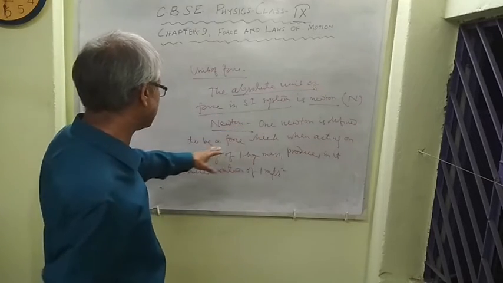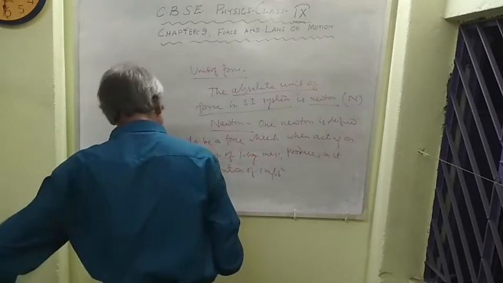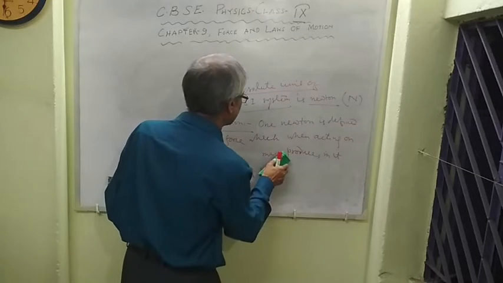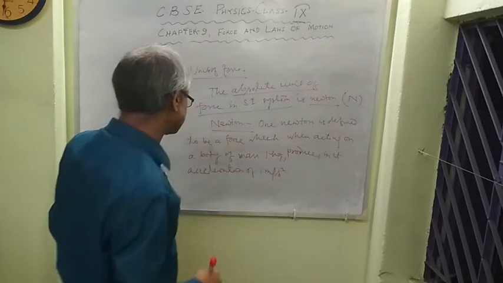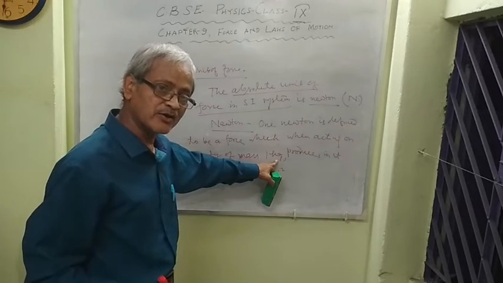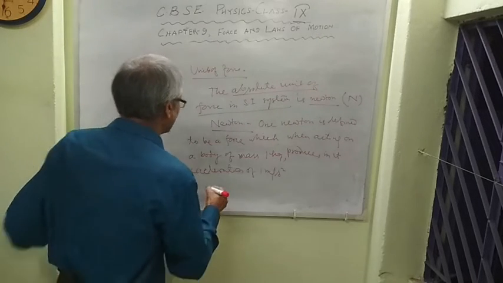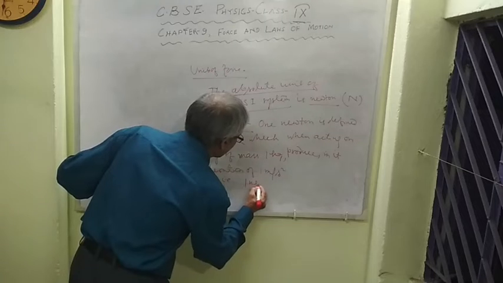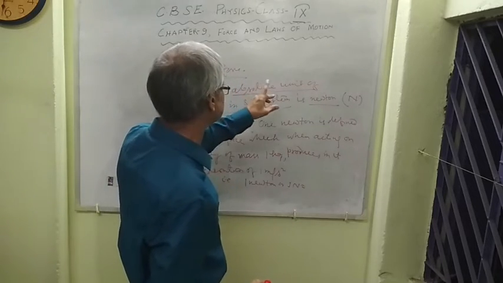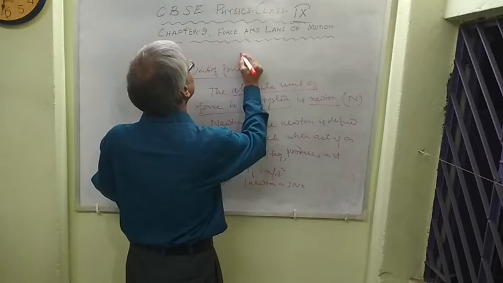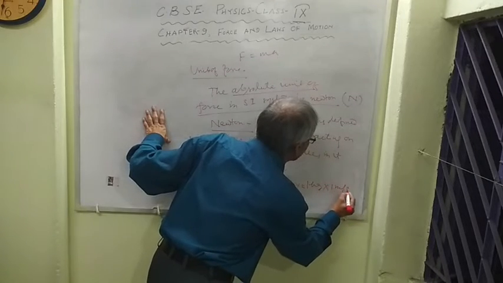Right? 1 newton is defined to be a force which, when acting on a body of mass 1 kilogram, produces in it an acceleration of 1 meter per second square. That is, 1 newton or 1 N is equal to mass into acceleration. F equals mass into acceleration, you know it earlier. F equals m into a. That is 1 kilogram into 1 meter per second square. Right?